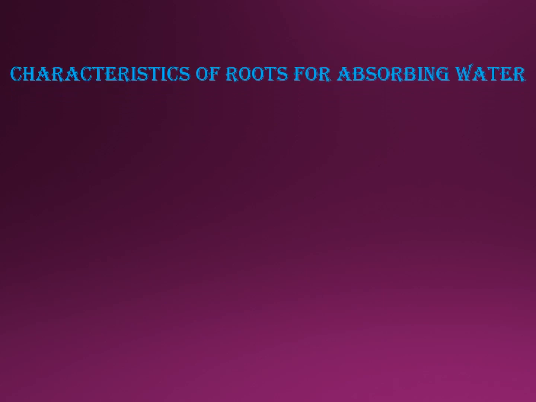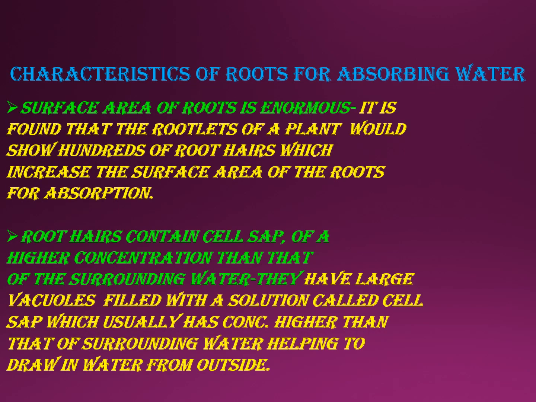They have enormous surface area. Each lateral root has a number of root hairs, and they increase the surface area of the roots. These root hairs help in absorbing water from the soil. The root hairs are unicellular. They are extensions of a single cell, and each cell contains cell sap, that is, the vacuole is filled with cell sap.